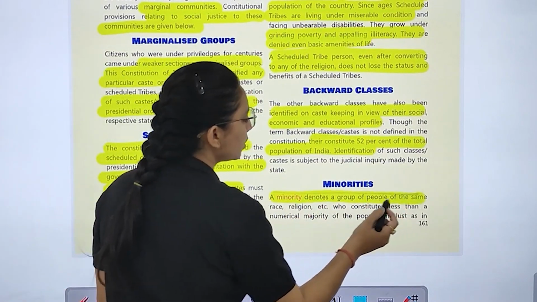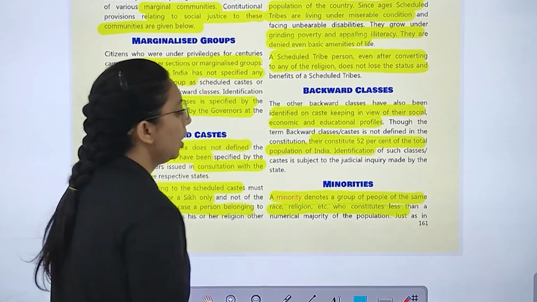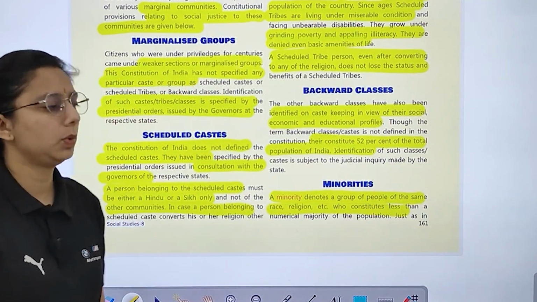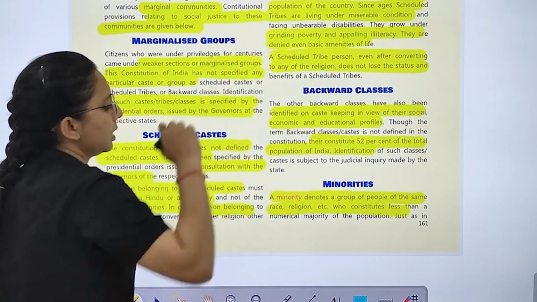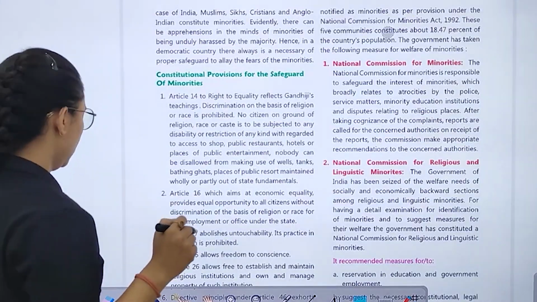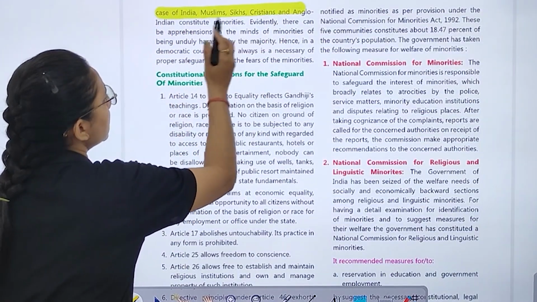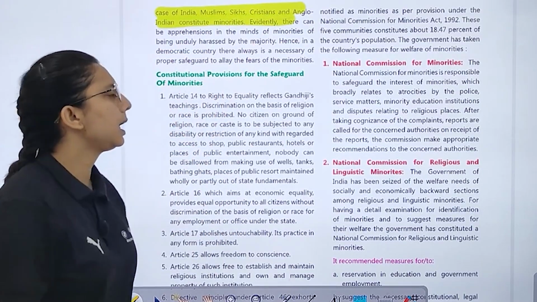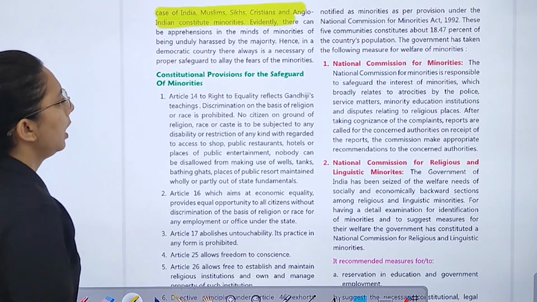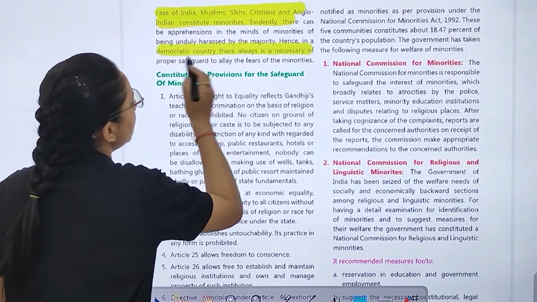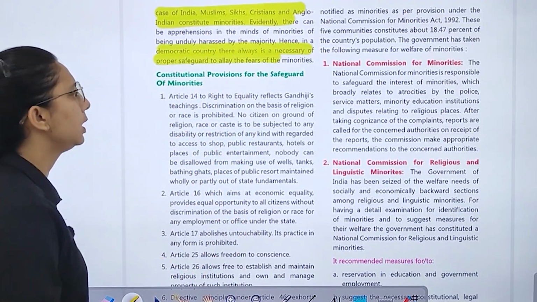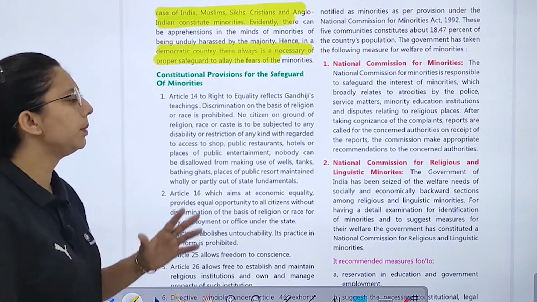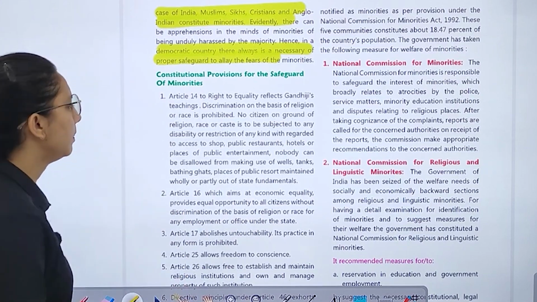Minorities. A minority is a group of people of the same race or religion who constitute less than a numerical majority of the population. In the case of India, Muslims, Sikhs, Christians and Anglo-Indians constitute minorities. In a democratic country there is always a need for proper safeguards to allay the fear of the minorities. Next is the constitutional provisions for the safeguard of minorities.